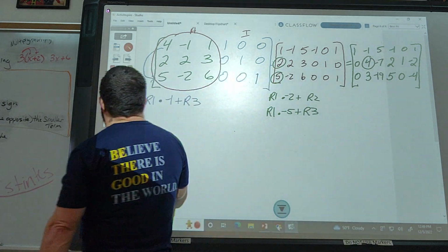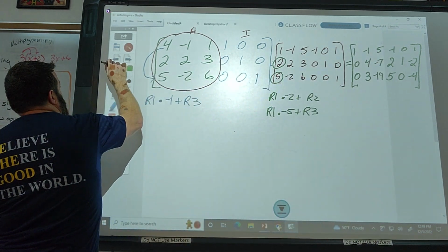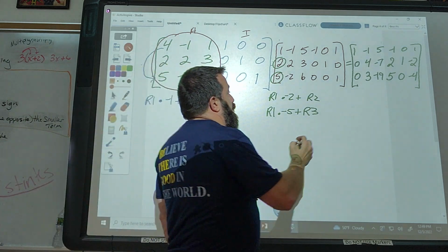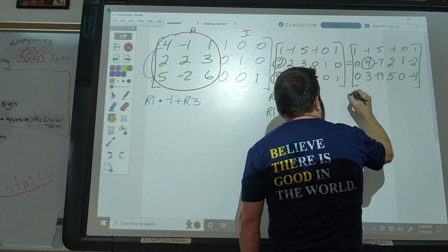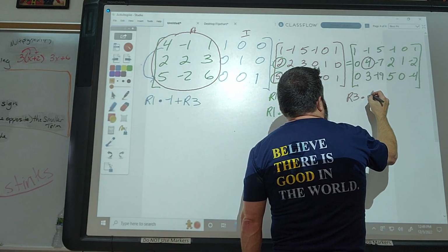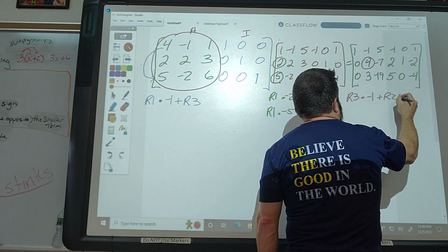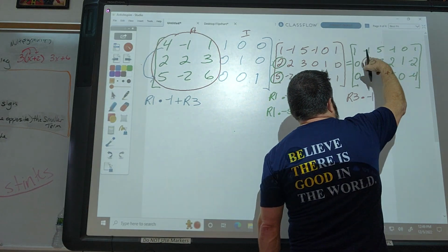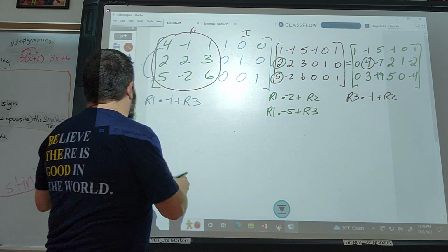I swear I picked a different color. Let's try that again. Board does not like me. I need this to be a 1. So I'm going to take row 3 times -1 and add it to row 2. That'll use the bottom row to make that have a 1 there.